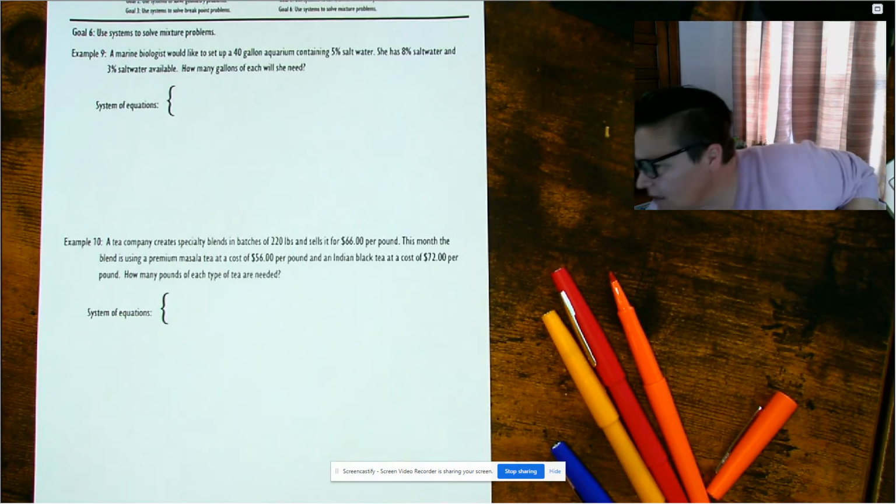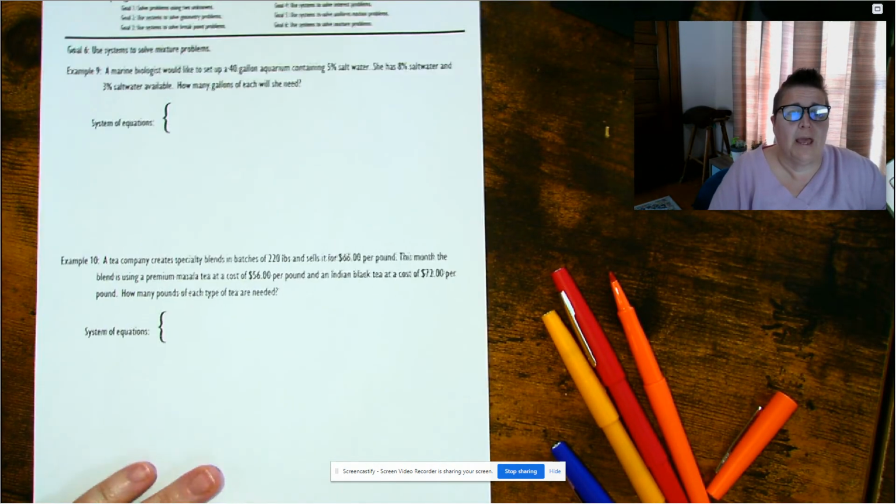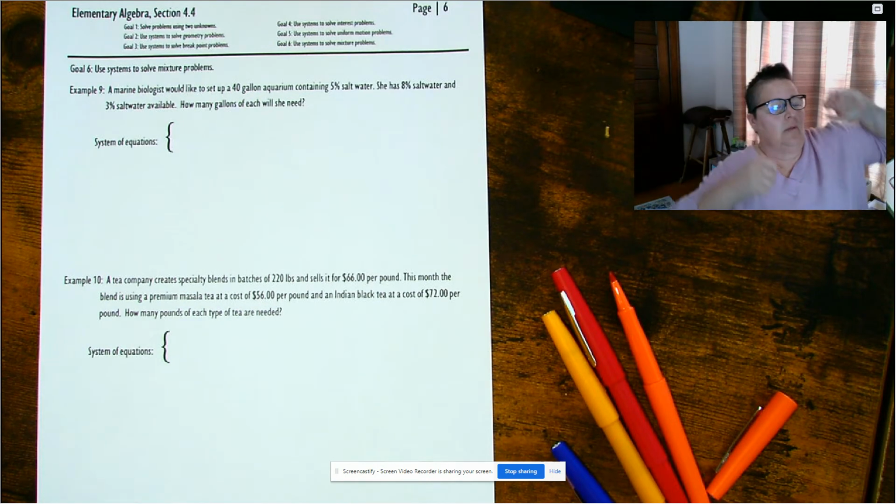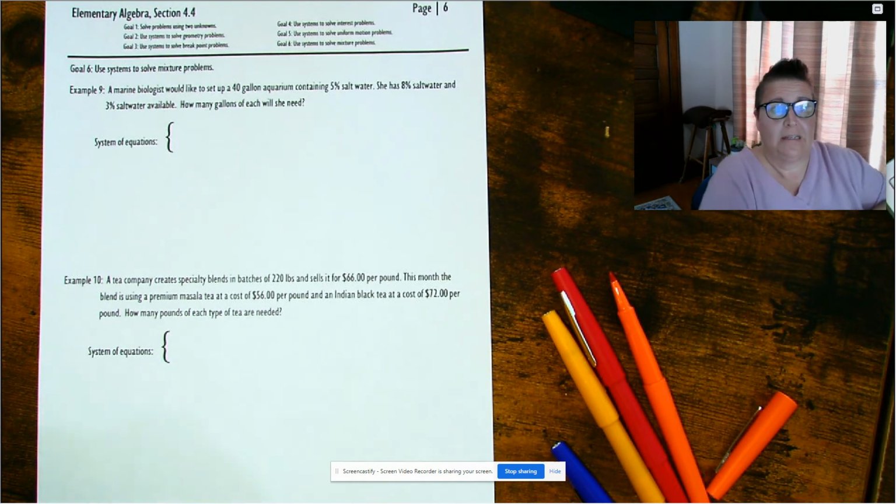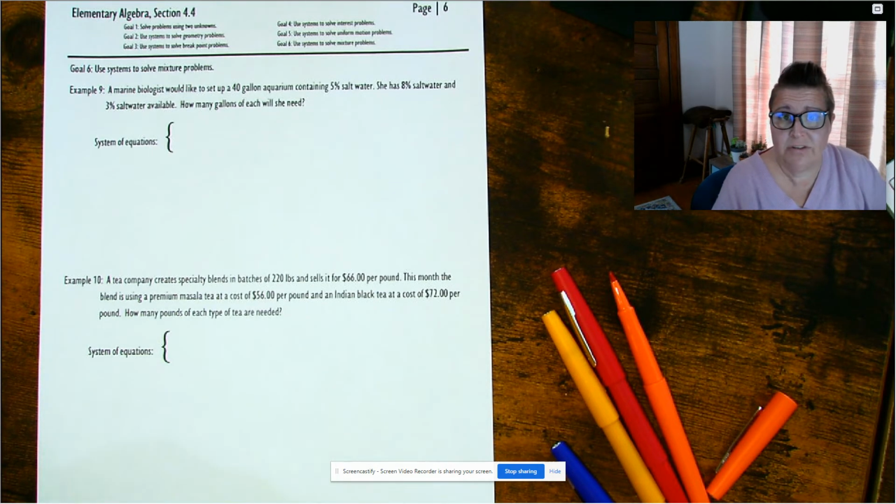One last shot. We've got mixture problems. All right. Sorry, I needed to do a little dance to loosen up my shoulders. My bum is a little bit painful. I've been sitting for quite some time. I'm sure you have too.